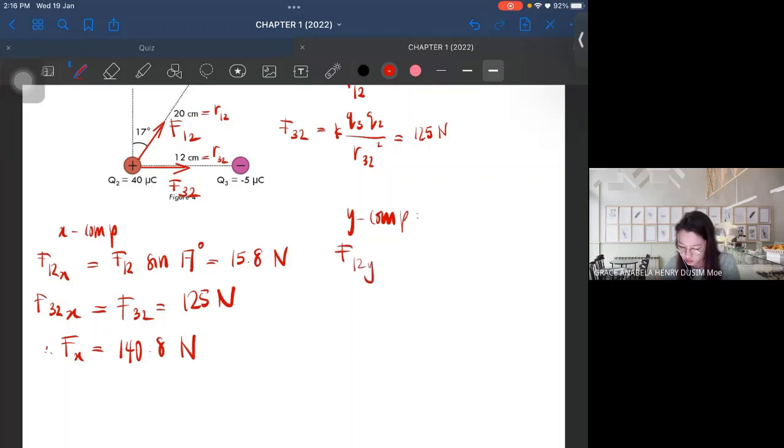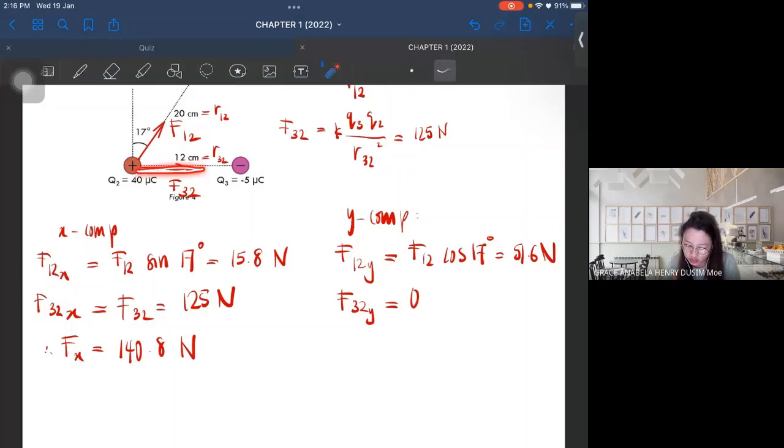Okay, so for the y component, F12y is F12 cos 17 degree. So this one you should get 51.6 Newton. And then F32 for the y component is equal to 0, because this is just on the x component. Okay, so in total, the Fy is just equal to 51.6 Newton.